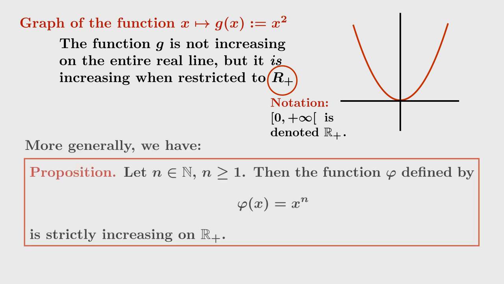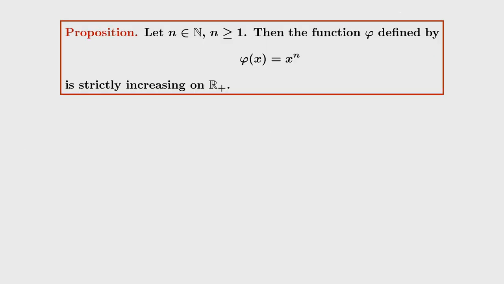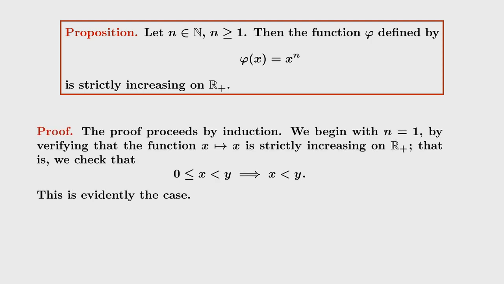More generally, we have the following proposition. For any positive integer n, the function phi, defined to be the nth power of the argument, is a strictly increasing function on R plus. Here, of course, x to the n, or x power n, the nth power of x, means x multiplied n times. That proposition we're now going to prove because we haven't had the fun of doing a proof in a little while. Here's the proof. It's by induction.